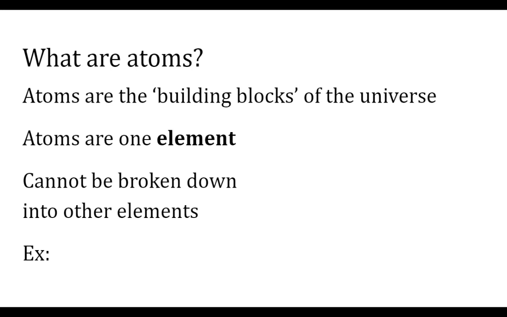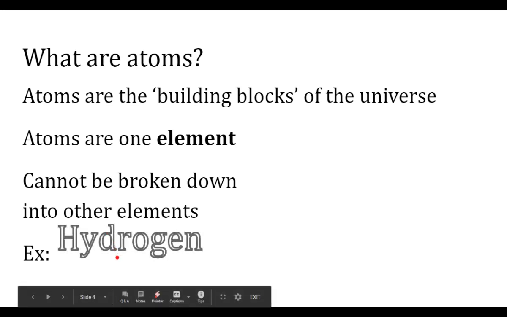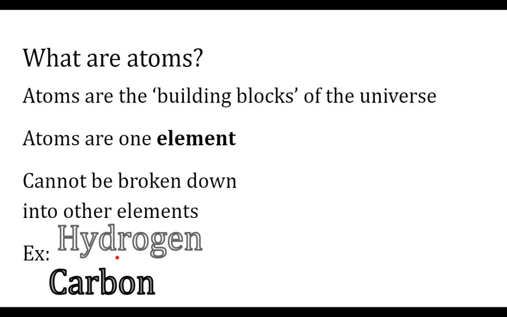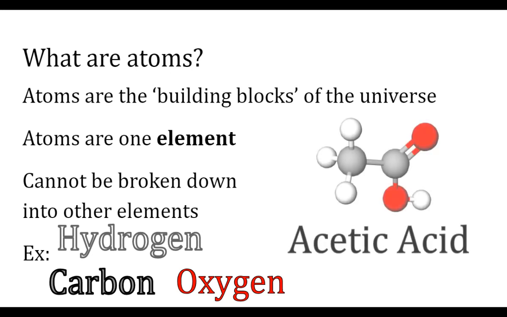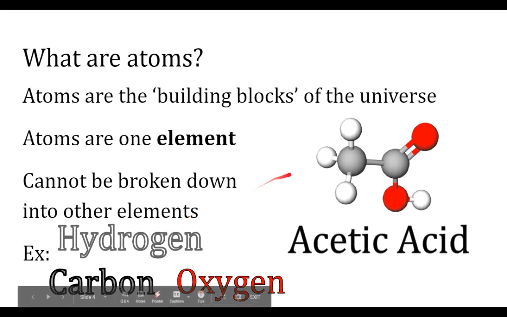So let's talk about some examples of elements, because you've probably heard of some of these. One example would be hydrogen. Another example would be carbon. And another example would be oxygen. You've probably heard of at least one or two of those, if not all three. It turns out these three elements are the three that are in our acetic acid molecule here. The white ones, like this one here and here and here, are hydrogen. The gray ones are carbon. And what would you guess the red ones are? Yeah, they're oxygen.